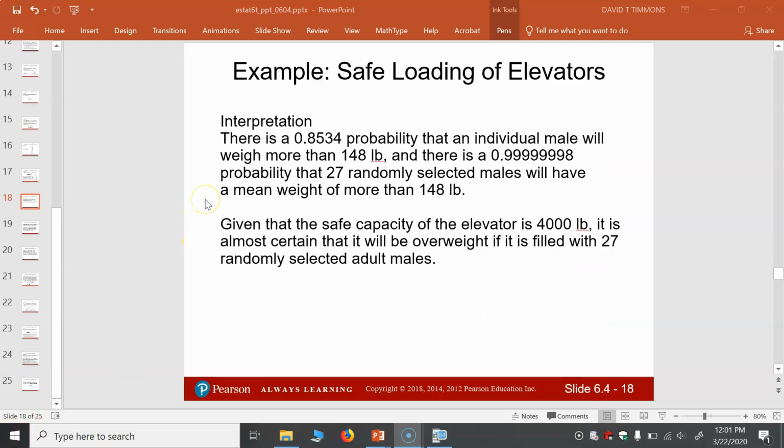Okay, and just to finish off the problem, to have a practical interpretation, there's a 0.8534 probability that just one individual male would weigh more than 148 pounds, so that's pretty likely. But if you have 27 randomly selected males, there's a nearly certain chance, 0.9999, that's essentially almost 1.0. It's almost certain that the safe capacity of the elevator would be exceeded if 27 adult males stepped onto it. So that would certainly be an issue.